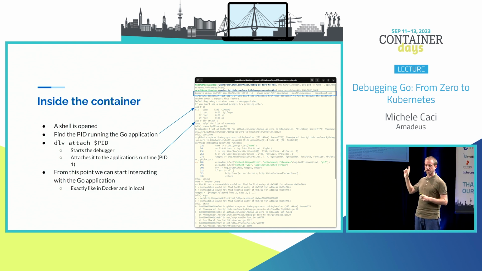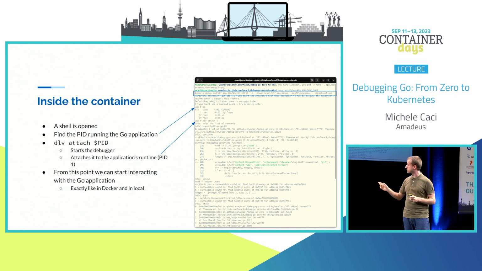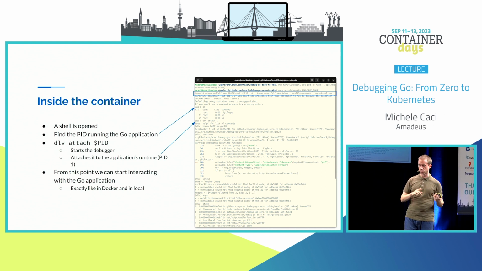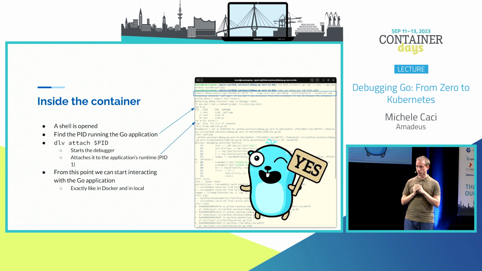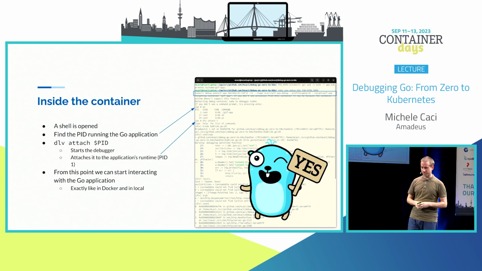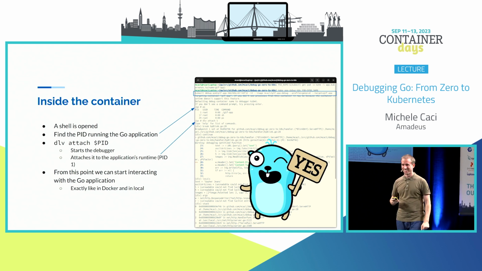From this point on, again, we can start interacting with our Go application and debug it like we did in Docker and in local. So congratulations, everyone. Now you know how to debug your Go application in Kubernetes. We did it.